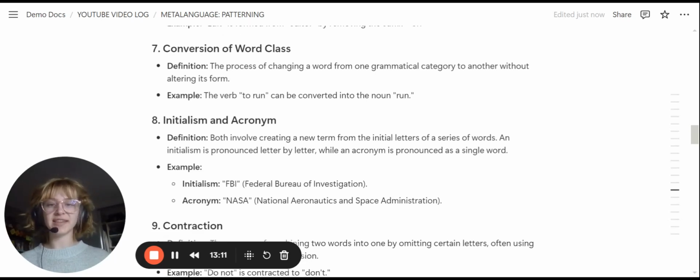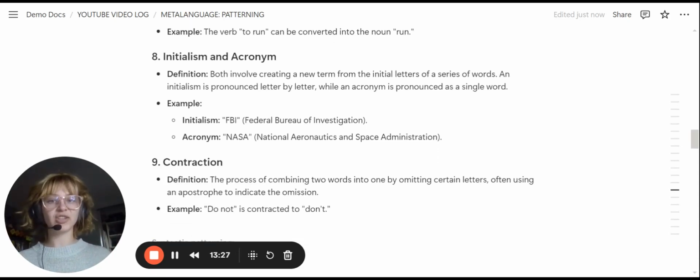Conversion of word class, it's when we take one word and without altering its form, so without using affixation, it's changed to a different word class. So, for example, to run and run is the same word, no affixation has occurred there, but we've got a new word class. Initialism and acronym, do not get these mixed up.